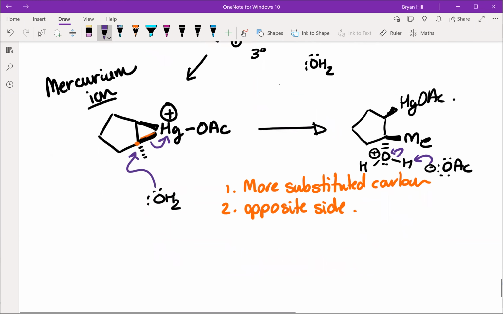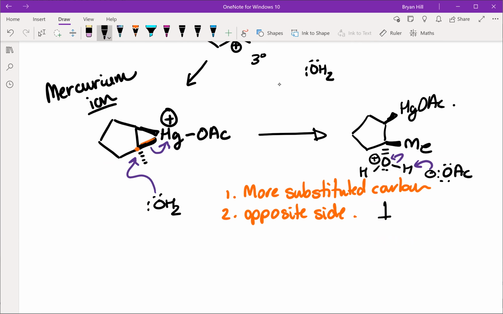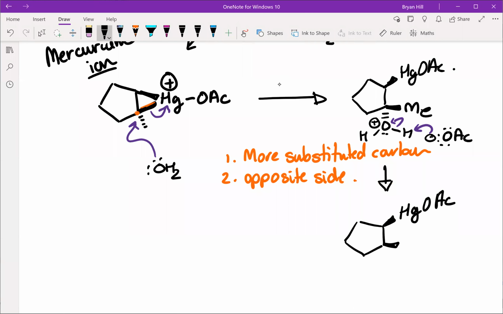And this will give us the product after step 1. So after step 1, Hg(OAc)2 and then methanol. So these two groups are anti. And the OH is on the more substituted carbon, which makes it a Markovnikov addition here.